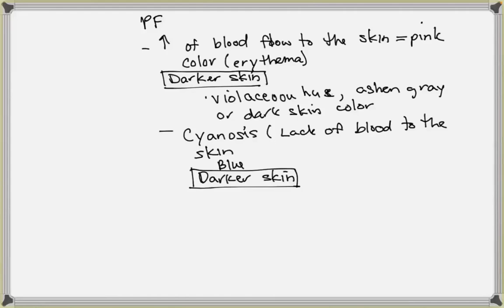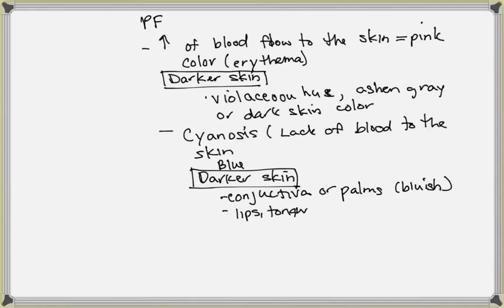So you kind of have to look in different areas, for instance, in the eyes, or in the palms of the hands. You might see a bluish tint there. Another place that you can look here is around the lips or at the tongue or even in the nail beds. And in this, you might see a grayish white color.